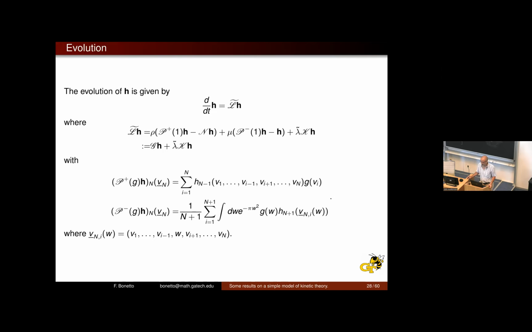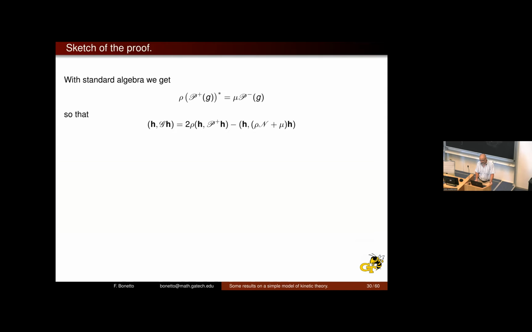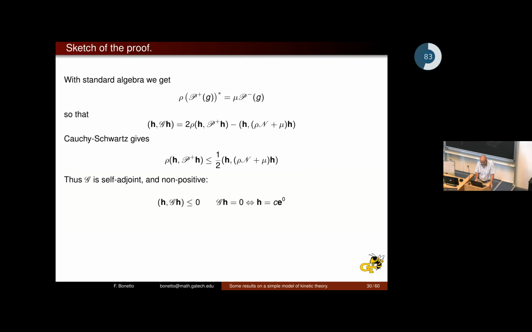And essentially, if you look at them, what you can prove now is that L is self-adjoint and non-positive definite, with a unique steady state, and the spectral gap is minus rho, and these are the eigenstates related to the spectral gap. And the way to do it is that the self-adjointness is almost evident, and also the non-positivity, and so you immediately get the evolution toward the steady state.